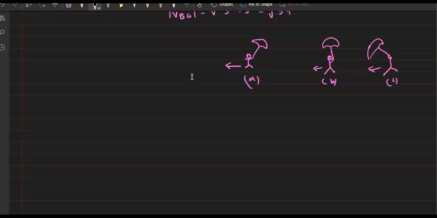Rain is coming from upside only, right? Rain will be in this direction only. I'm not considering wind and all those things. Rain will be in this direction only.